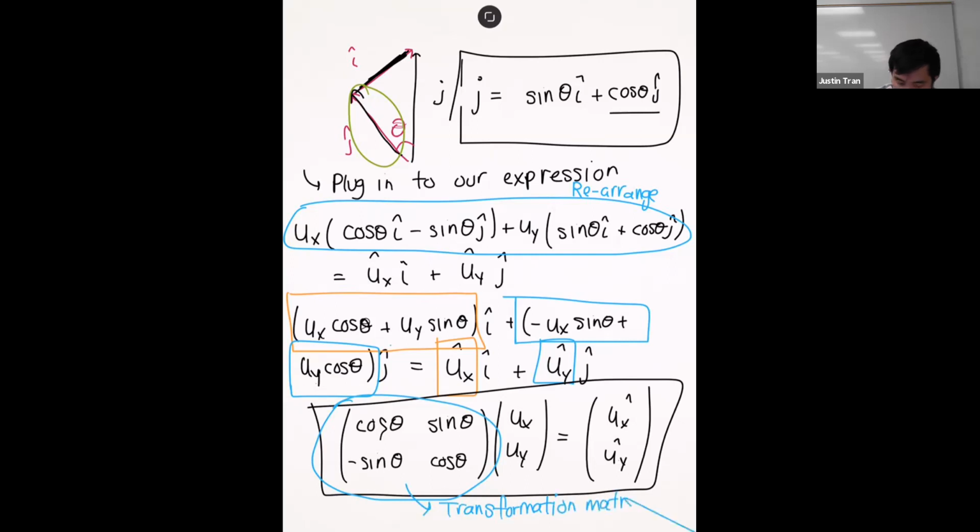Okay, and so basically this is the matrix that we can use to transform between the local coordinates and the stationary coordinates. All right. And so the next thing that we're going to do is take this transformation matrix and use it to transform our element stiffness matrix for our truss element. Okay. All right. Any questions on this?